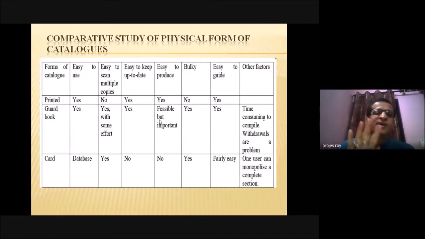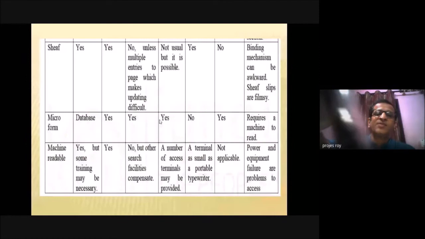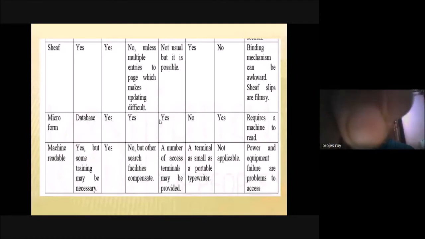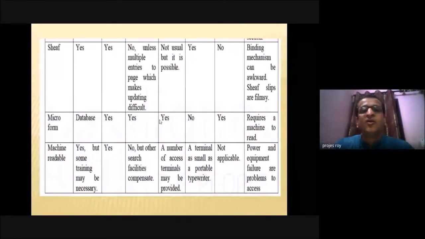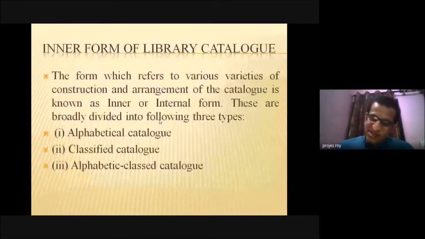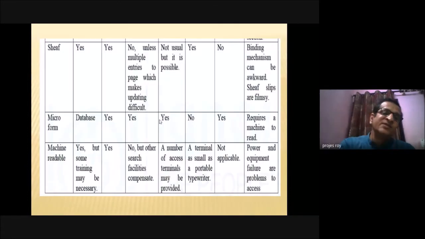Here you can see sheaf, microform. Here you see yes, yes, no, unless multiple entries on the page, which make updating difficult. No, not usual, but it is possible. Yes, no, a binding mechanism is there. So microform, microchip, they have their comparison. It is in your book, so you can go with that. That was the physical form of the catalog, and here you can see different kinds of physical forms of catalog and how they differ from each other.